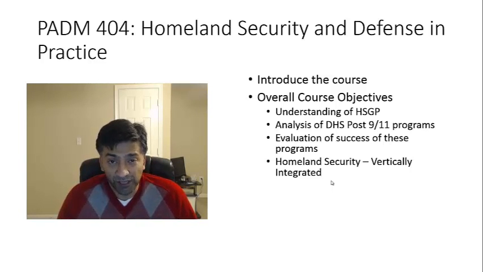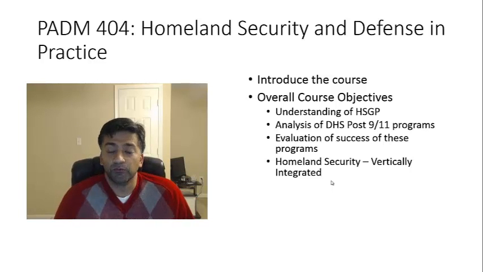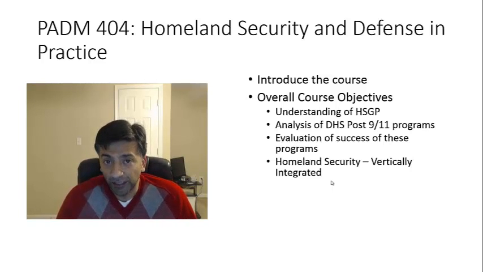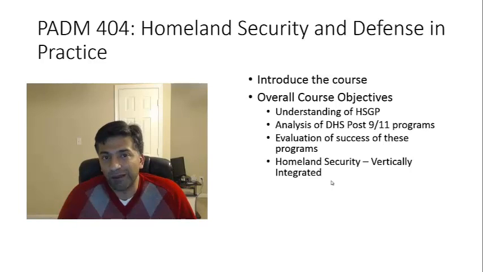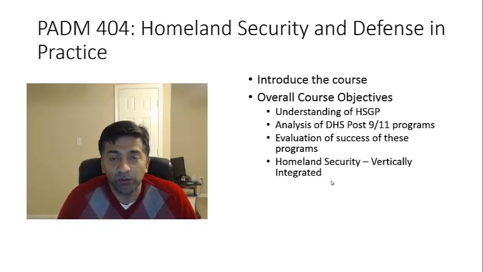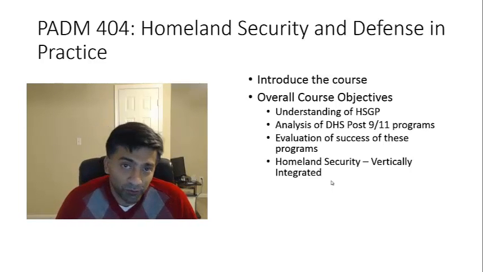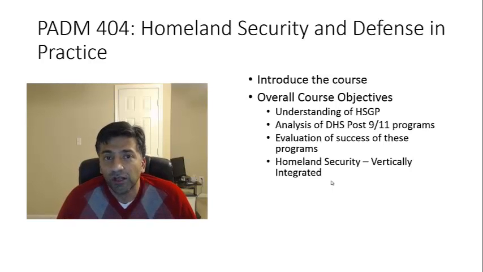Analysis of DHS post 9/11 programs. We're going to talk particularly in lesson 1. 9/11 happens. Then we have the 9/11 Commission. We have these fusion centers. We've spent billions on the Homeland Security grant programs, on Stone Garden, the Urban Area Security Initiative. We're going to analyze these. What's successful? What isn't, and why not? What are the gaps in our national preparedness? And then evaluation of the success of these programs.